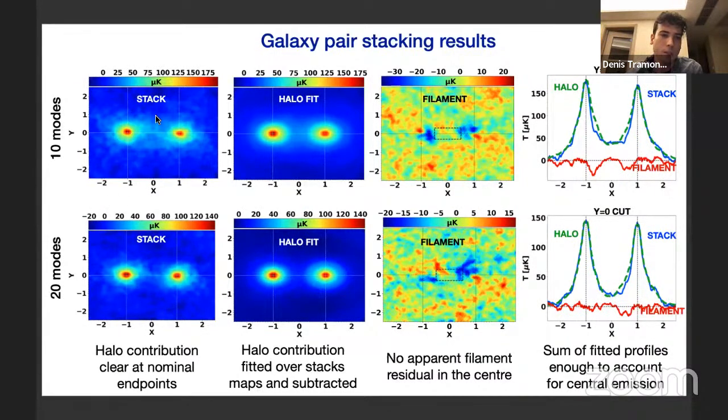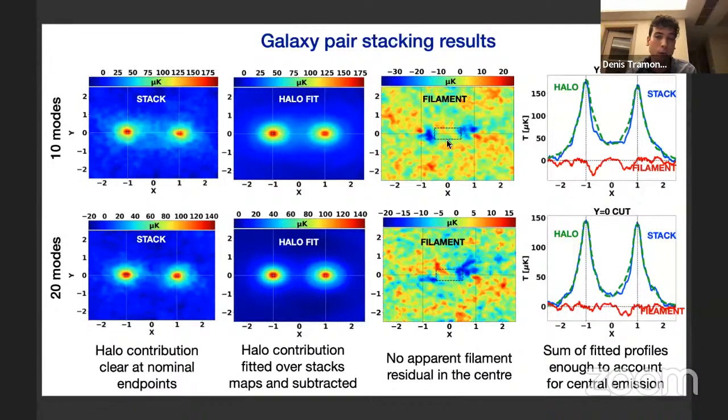The first column shows the stacks as they are obtained from this process. We clearly identify the contribution from the galactic H1, and then there's something in between. And this could be a filament or not, but in order to be sure, we have to first fit for the contribution of the one-halo term only, let's say, from this galactic H1, and then we subtract it from the stack. The final residual map shows that actually there is no evidence for an excess temperature in the center.